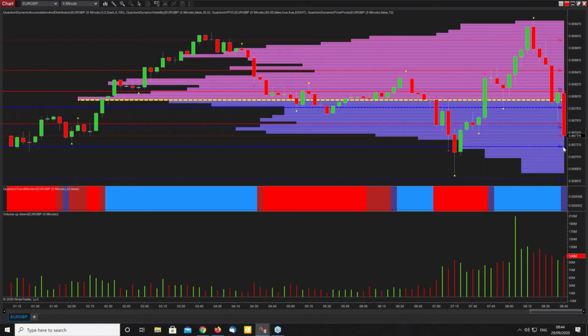But we've got this quite strong level here. This has been tested 4 times. Just going to come down and test it now. So a pip or so below. Let's see if it does test that or not. See if we get a bounce off it.